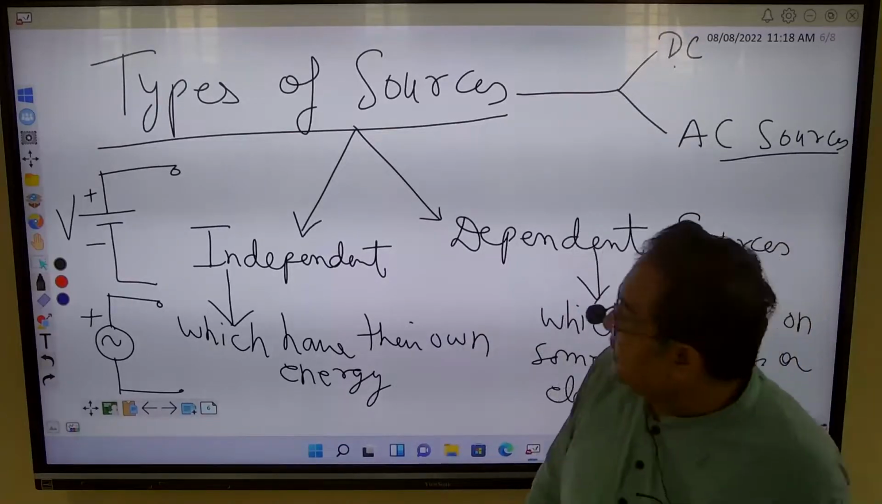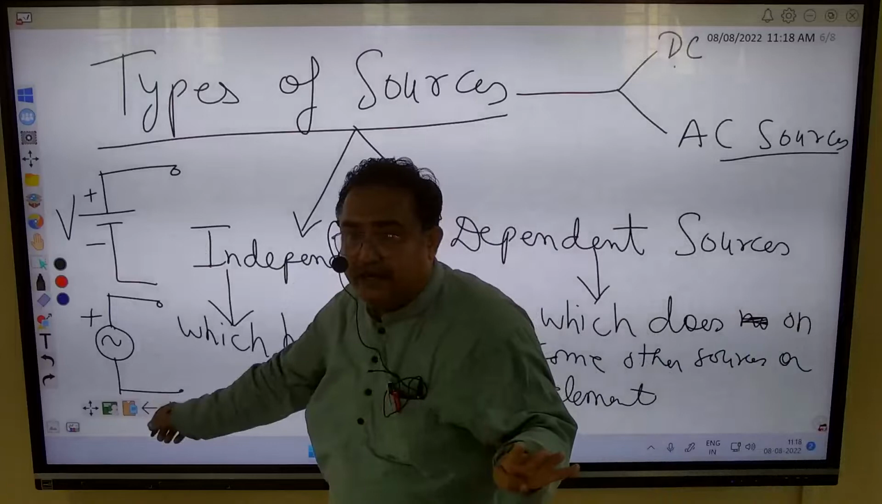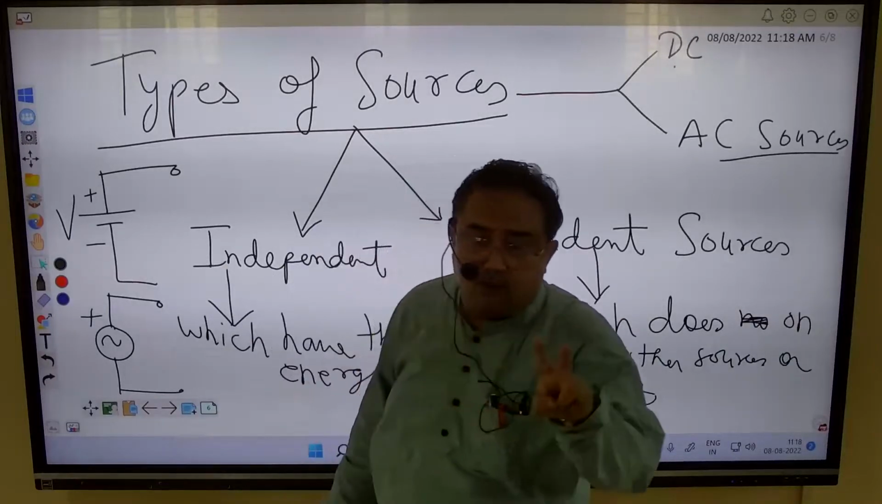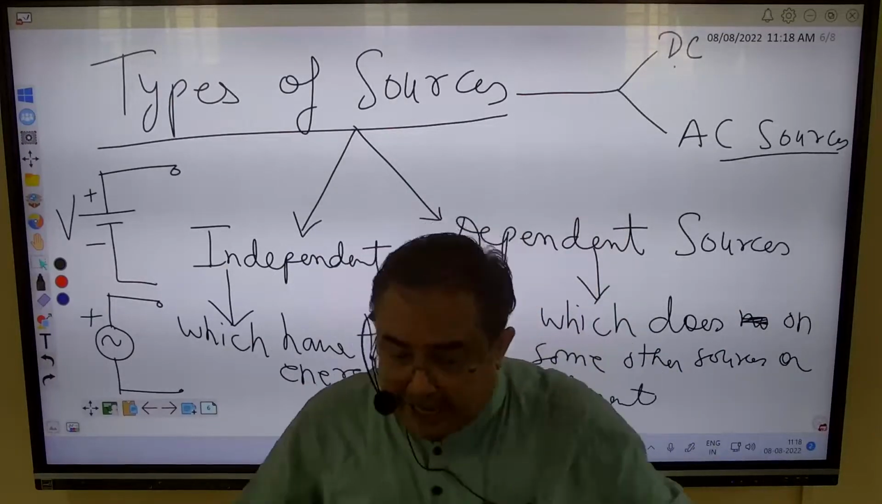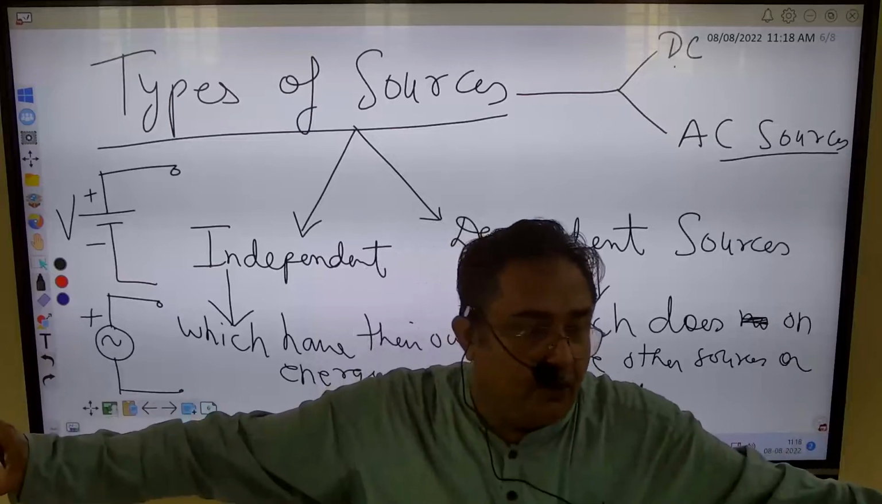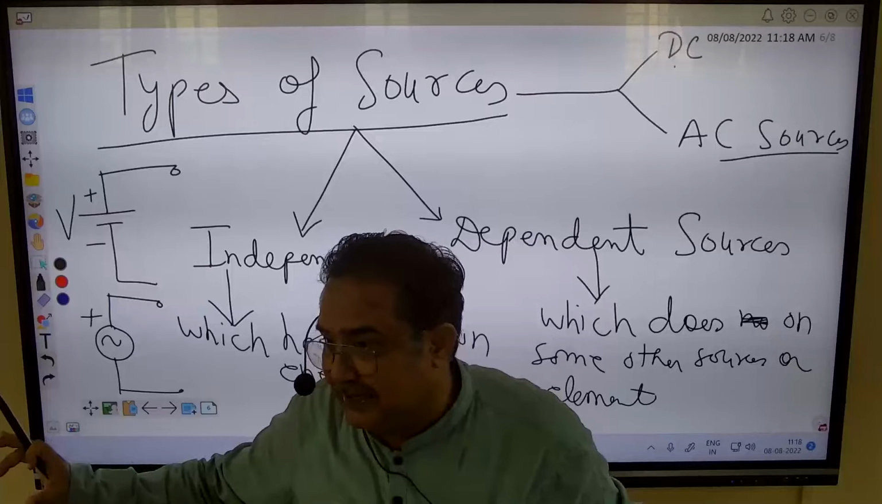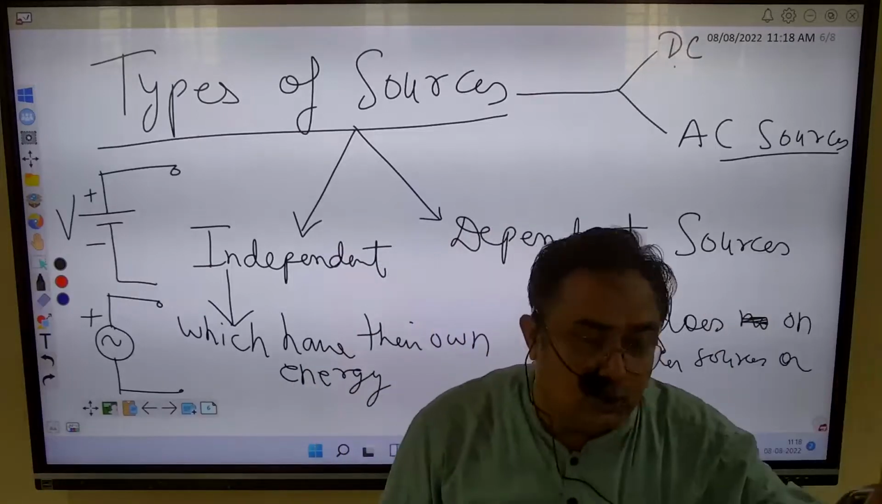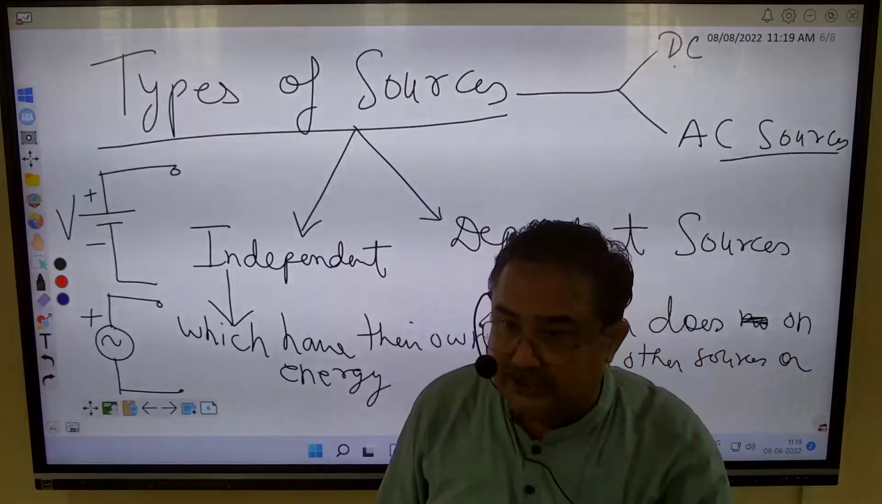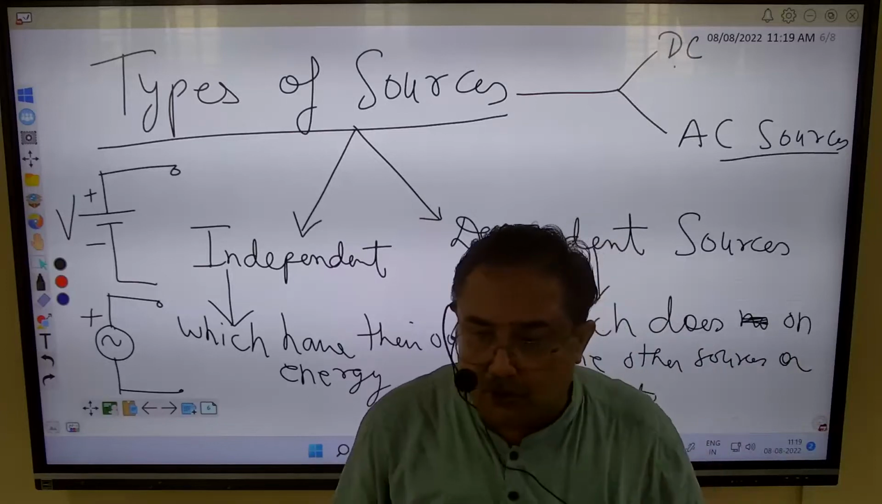Okay, I have highlighted only the example of independent sources. Tomorrow I will give you the example of dependent sources, and in all we will have four types of sources. Is it clear? And in independent also we have again two types of sources. Is it clear? So that we will discuss tomorrow.